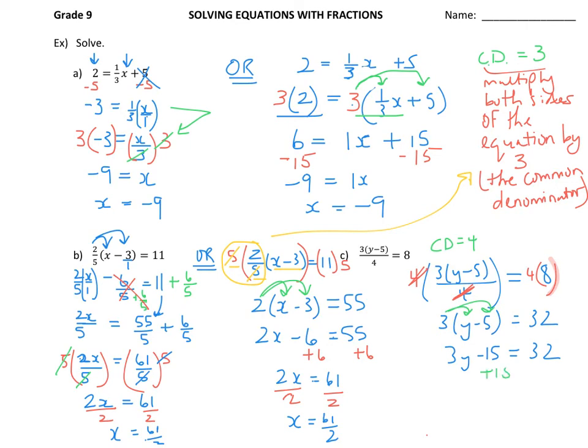Plus 15, plus 15 again. And that leaves me with 3y being equal to 47. And then divide both sides by 3. And y is equal to 47 divided by 3. So hopefully that makes sense.